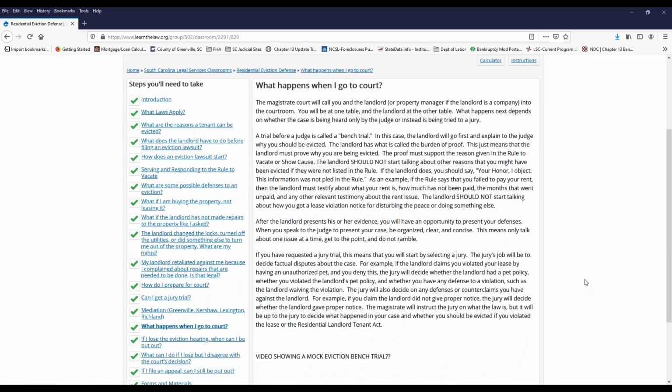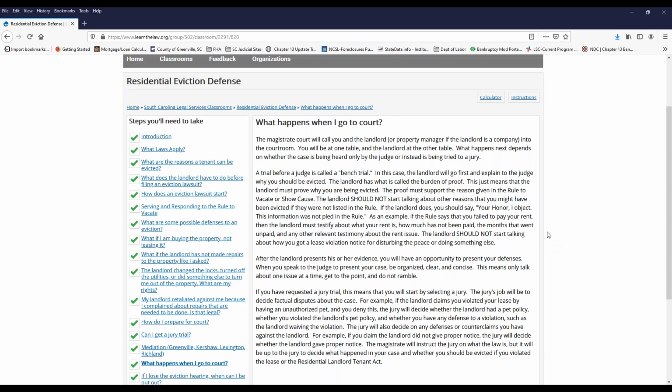And so what happens if you go to court? We try to give you an idea of what will happen at the actual hearing. We're thinking about shooting a video, maybe showing a mock bench trial, just to give people a visual of how that would go. But basically, the magistrates generally will start with the landlord. Why are we here? What happened? And you're given an opportunity to respond to that.